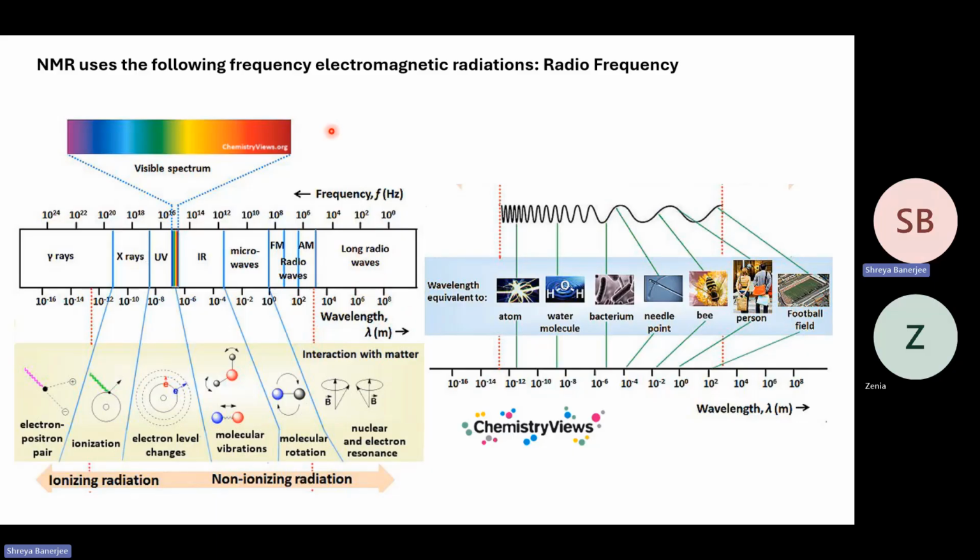And you know that energy is h nu, that is hc by lambda. So larger the wavelength, smaller the energy. So the radio waves do not have much energy, and this is why NMR is a very non-destructive technique. So you can take NMR of a compound without destroying it at all.